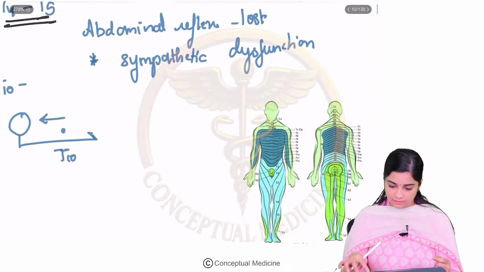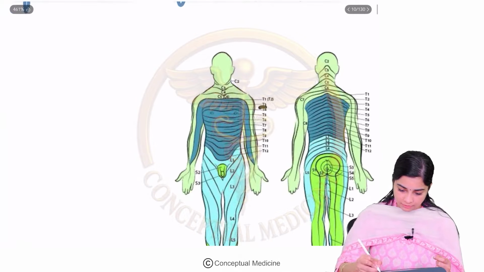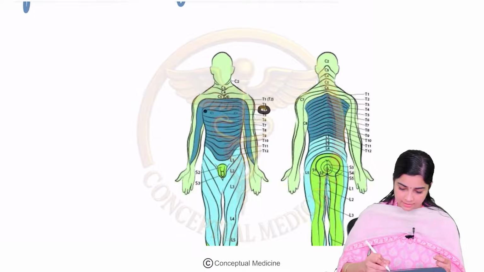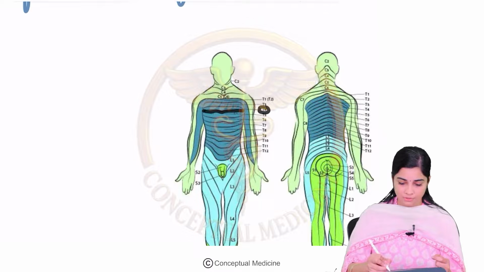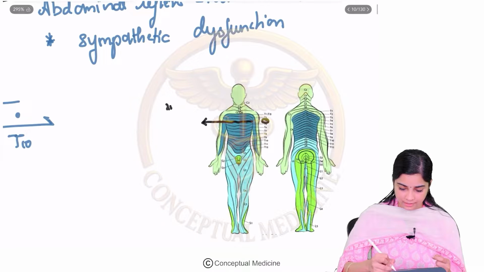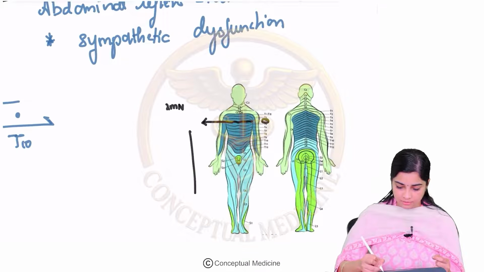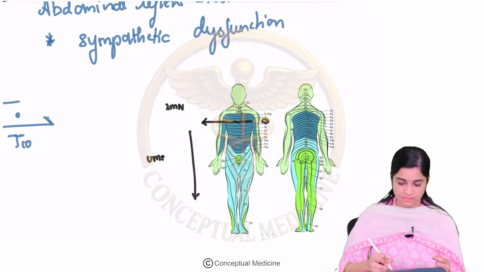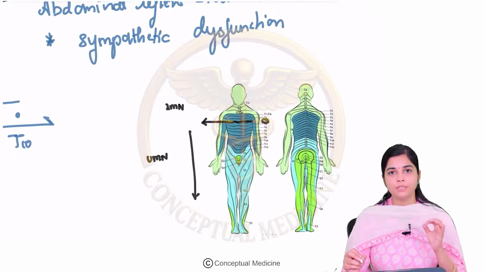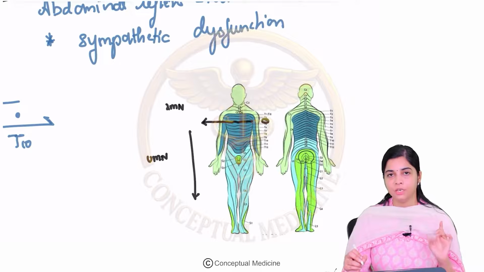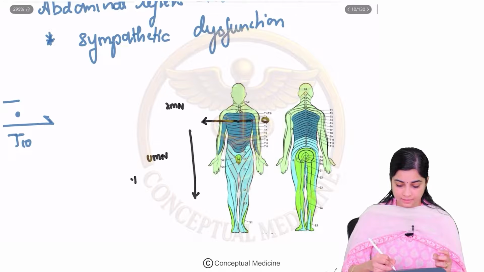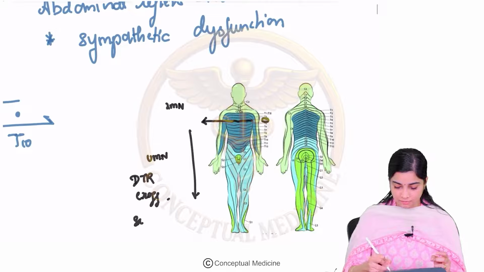Now, can you see in this diagram? So, T4, how do you localize it? It is present at the level of the nipples. At this level, you will find LMN signs, and below this level, you will find UMN signs. Okay. So, below the level, if you are finding UMN signs, in a UMN pattern of injury, what will happen to the reflexes? The deep tendon reflexes are exaggerated, whereas the superficial reflexes will be lost.